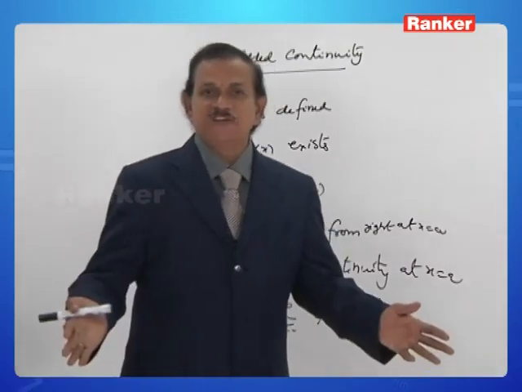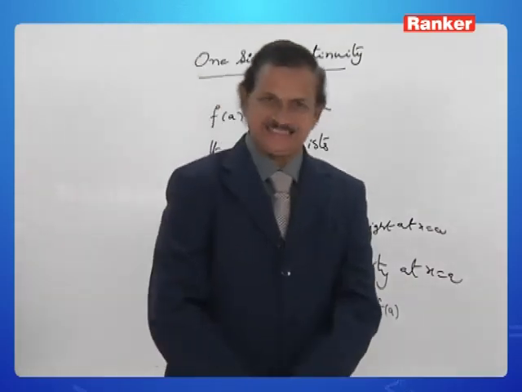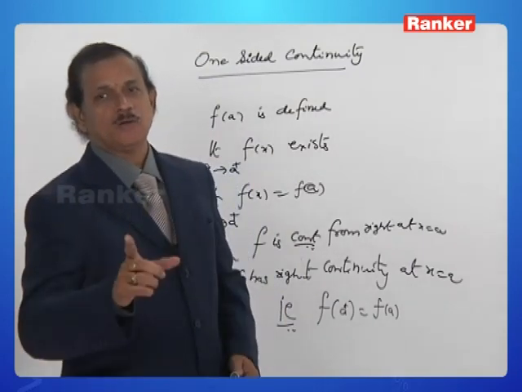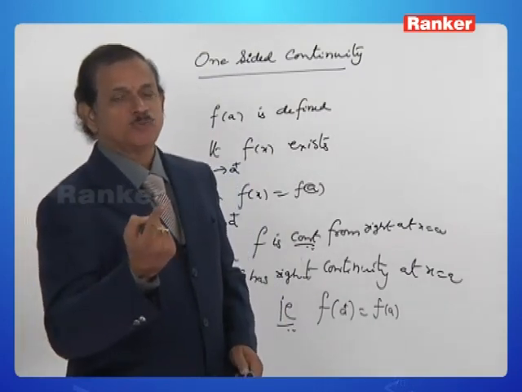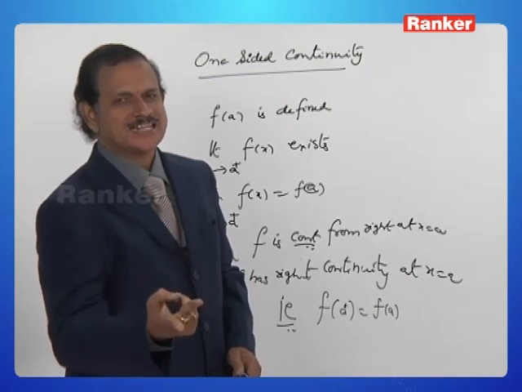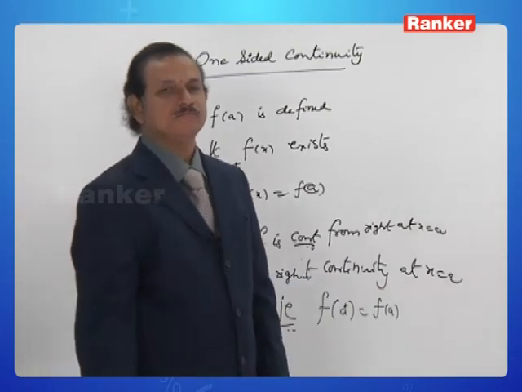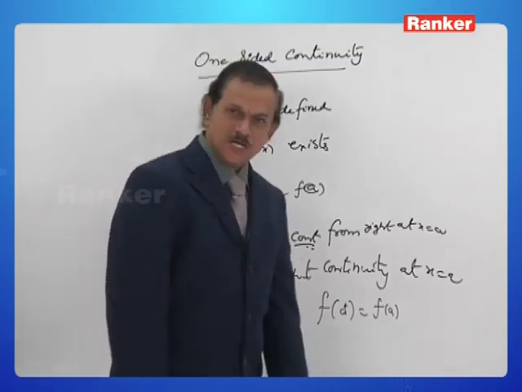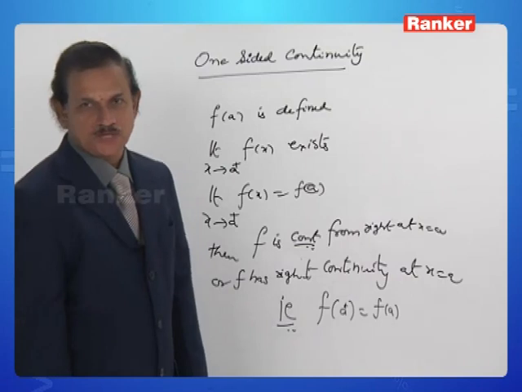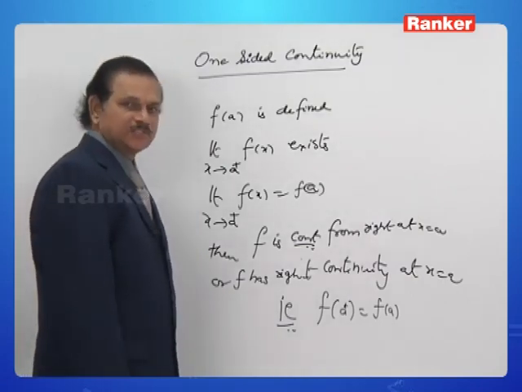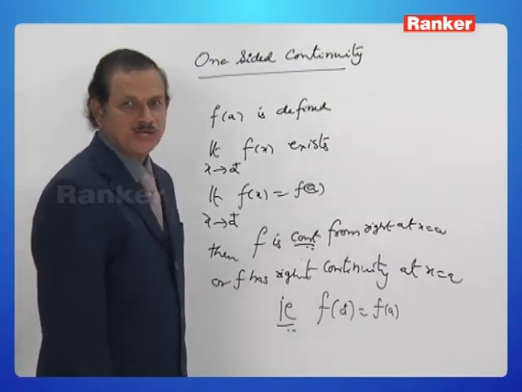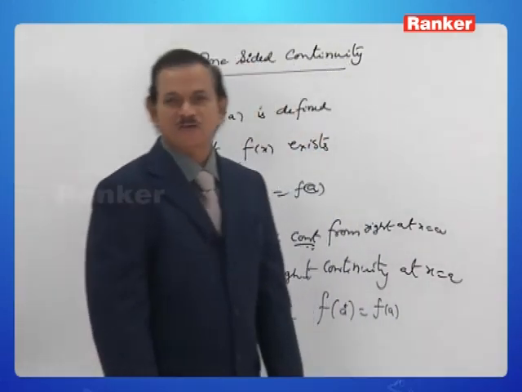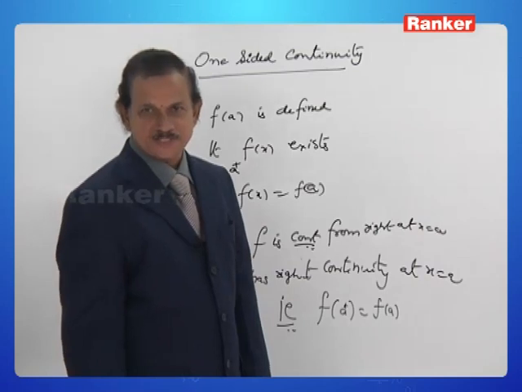It is quite evident, it is quite clear that f is continuous at x equal to a if and only if it has both left continuity and right continuity at x is equal to a. It must have both left continuity and right continuity at x equal to a. Then only we will be able to say that f is continuous at x equal to a. Yes. Let us observe some examples for one-sided continuity.